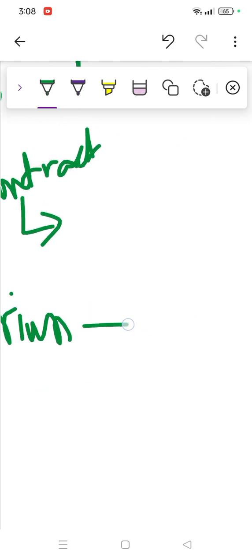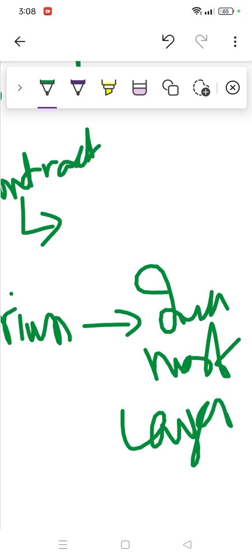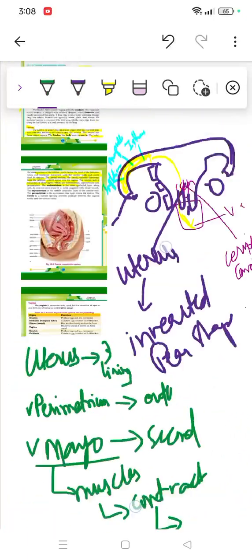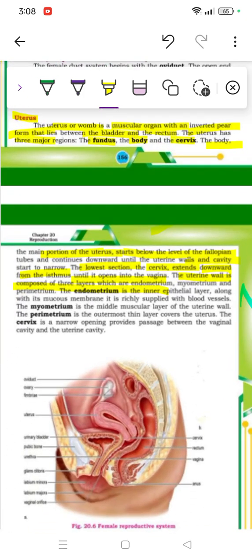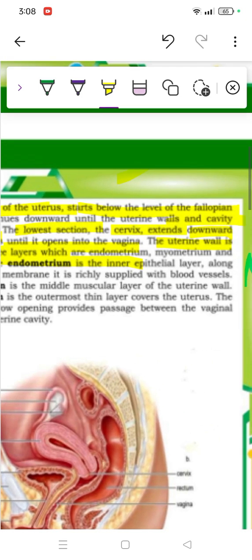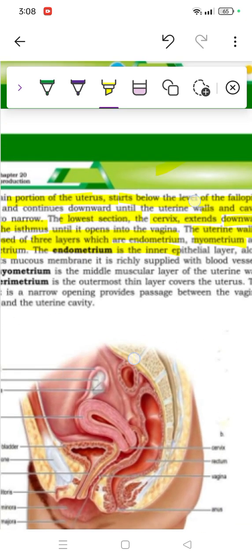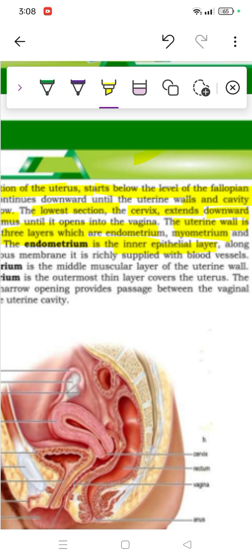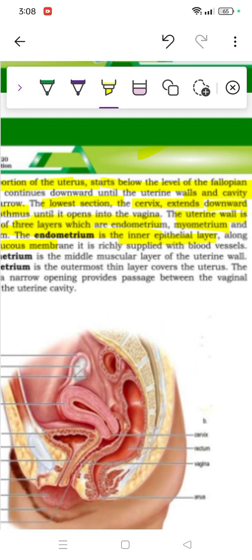Endometrium is also called the innermost layer, because it lies quite deep inside. So let's see what's written. First, there are three layers mentioned here: endometrium, myometrium, and perimetrium. The first one, endometrium, is the inner epithelial layer, along with its mucous membrane, and it is richly supplied with blood vessels.